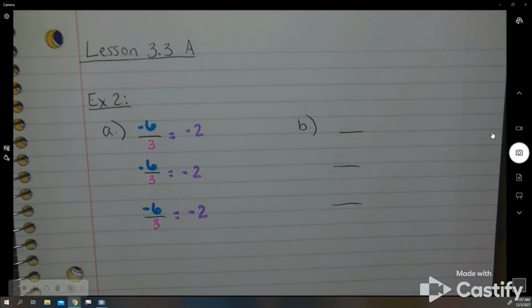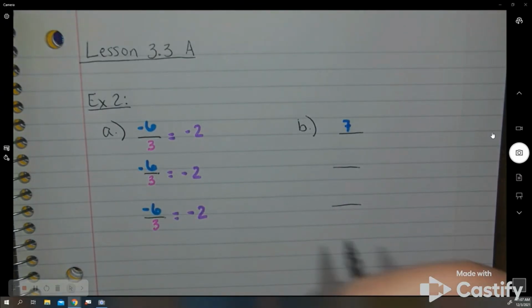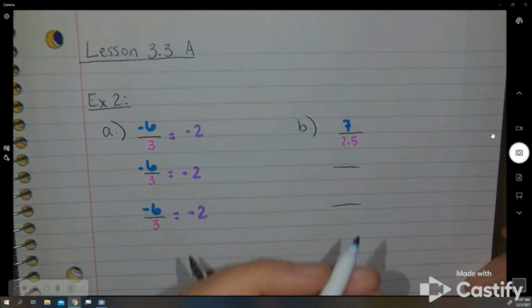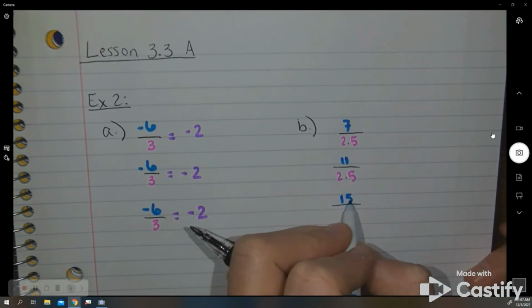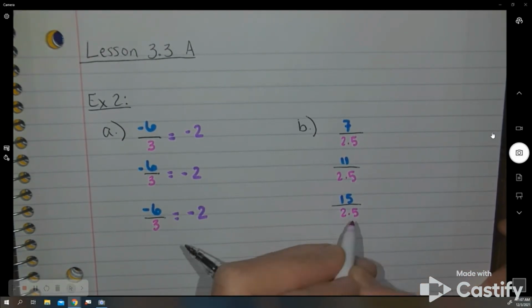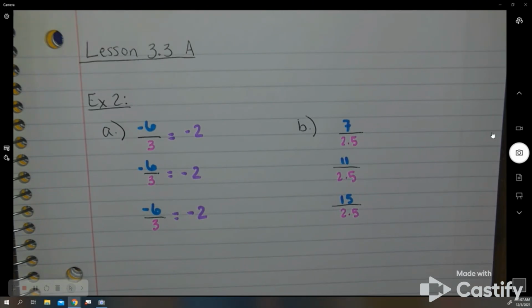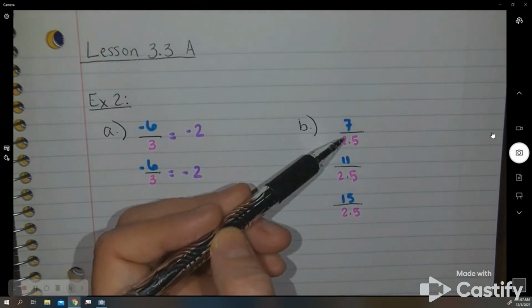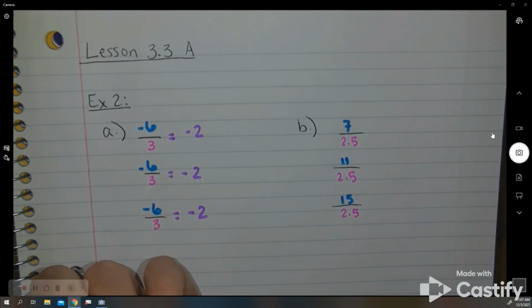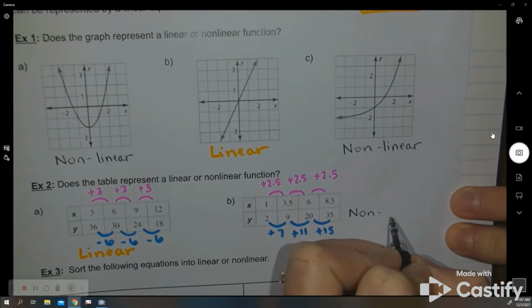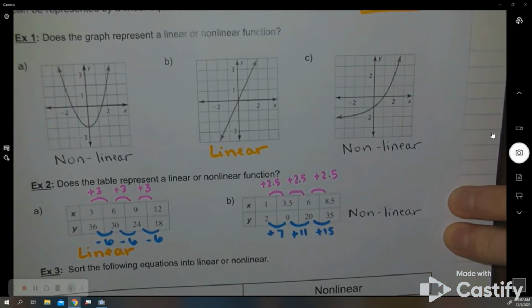We had 7 over 2.5. We have 11 over 2.5. And we have 15 over 2.5. So this one, again, we have the same denominator, so it's easier for us to compare. Are 7 over 2.5 and 11 over 2.5 and 15 over 2.5 the same fraction? Can they reduce to the same thing? Absolutely not. So because they cannot, we would say that this one is non-linear. It's not going up by a constant rate.